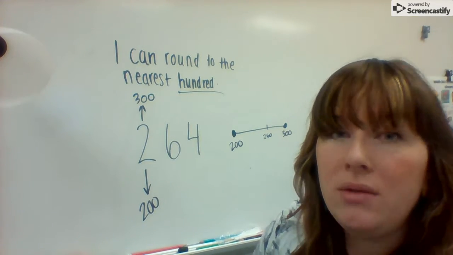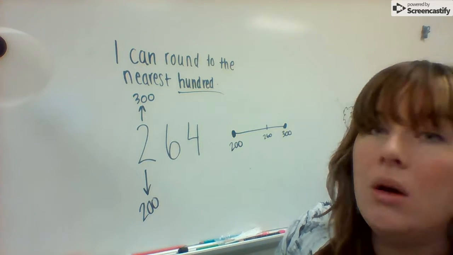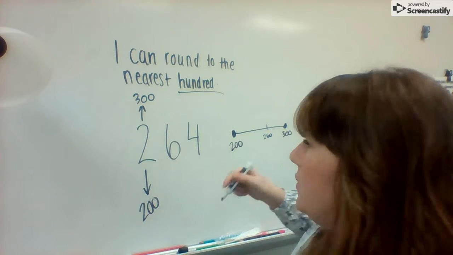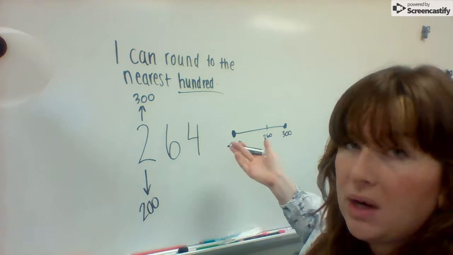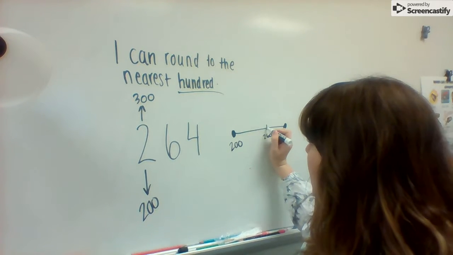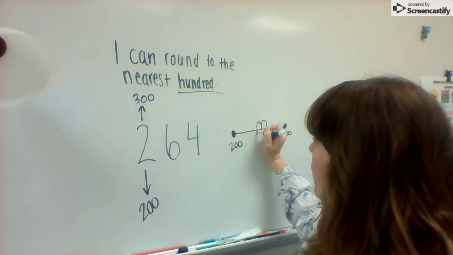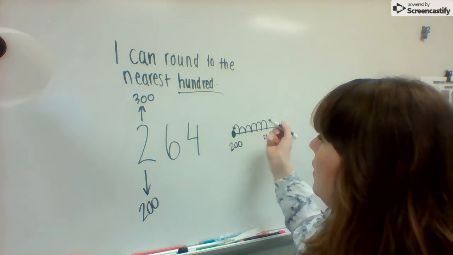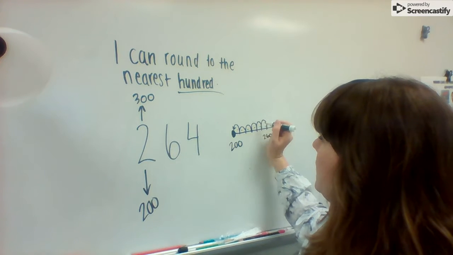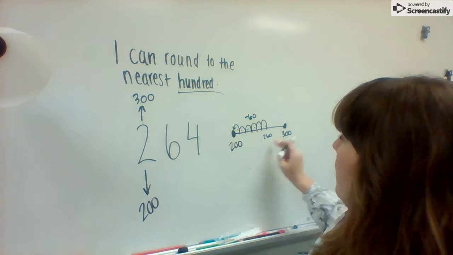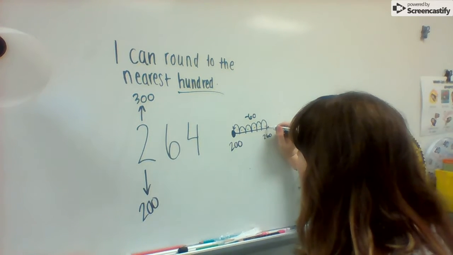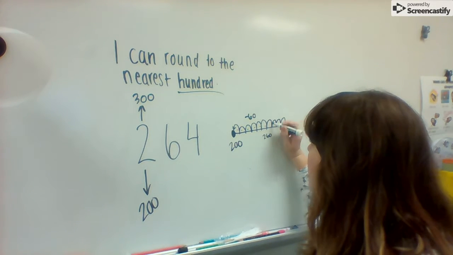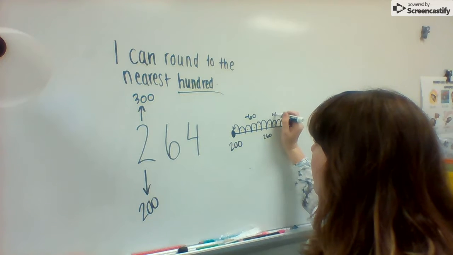And now I'm going to count by tens again to figure out, is it closer to 200 or closer to 300? So I'm going to go backwards first because I always do that first. You don't have to do that first, but I just like to. 260, 250, 240, 230, 220, 210, 200. 10, 20, 30, 40, 50, 60. That went back by 60. How do I get up to 300? 260, 270, 280, 290, 300. 10, 20, 30, 40. That was up by 40.